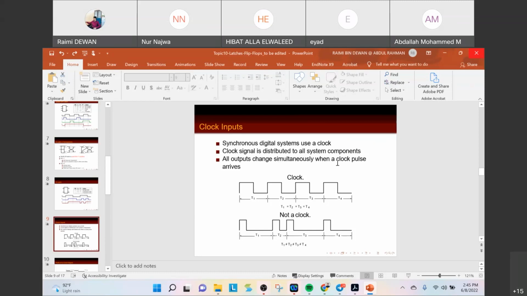Of course. So this is a clock, and this is not a clock. This is not a clock because you can see the periods are not the same. Period is one complete cycle of a signal. This one is complete cycle T1, this one is complete cycle T2. If you notice, they are not the same period. So this one is not a clock. It needs to have similar periods, then it will be considered a clock.